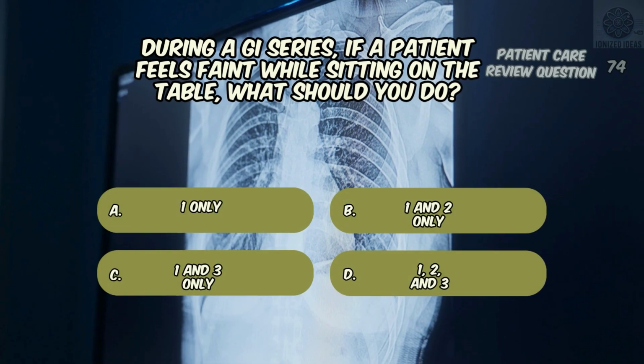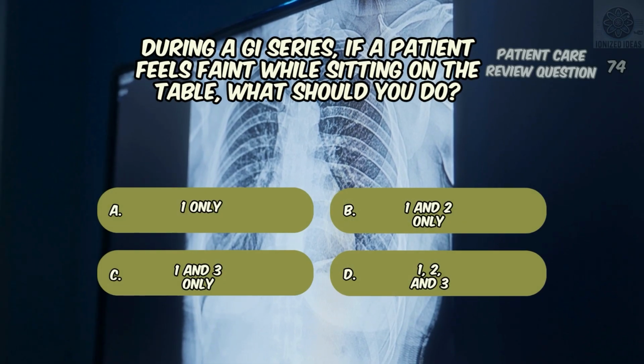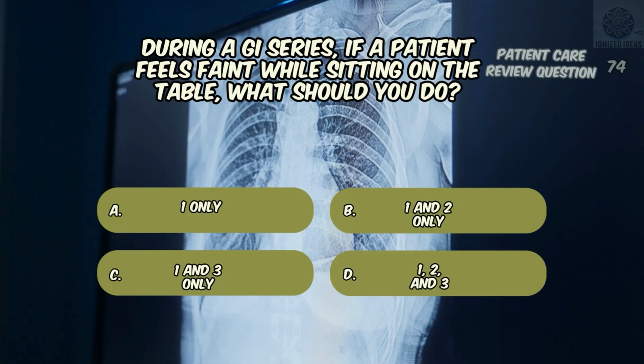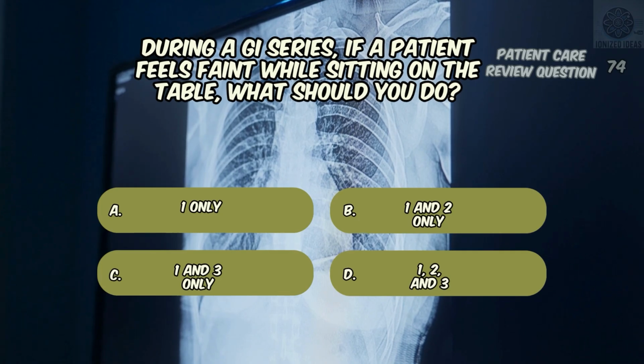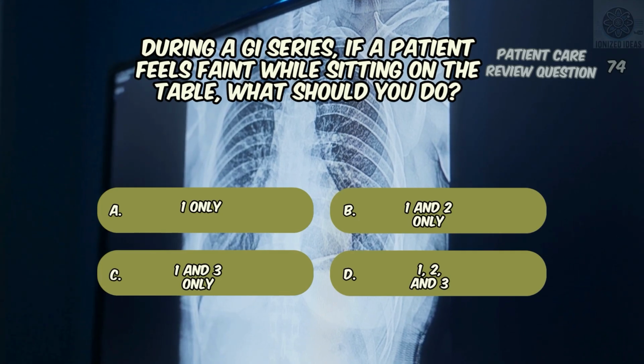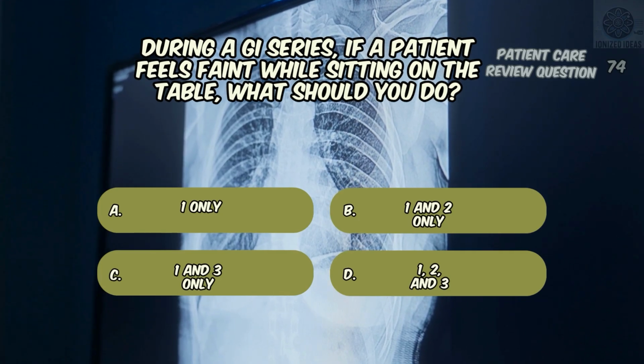During a GI series, if a patient feels faint while sitting on the table, what should you do? A. 1 only. B. 1 and 2 only. C. 1 and 3 only. D. 1, 2, and 3.